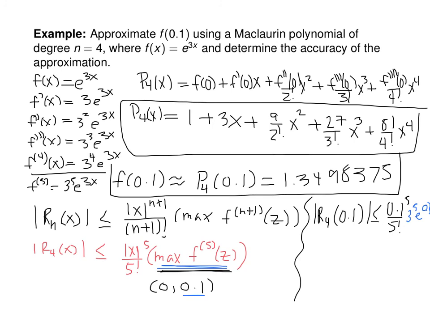And working that all out, we end up with an upper bound on the error that is about equal to 0.000027. So that's how accurate this estimate is. The error is less than 0.000027.